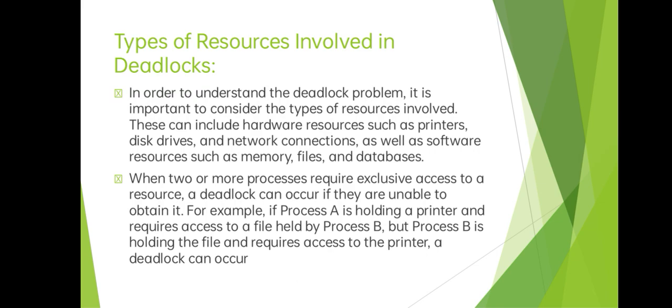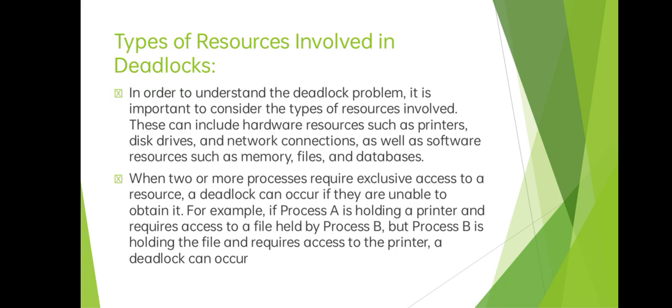In order to understand the deadlock problem, it is important to consider the types of resources involved. These can include hardware resources such as printers, disk drives, and network connections, as well as software resources such as memory, files, and databases. Hardware resources are things like printers, disk drives, network connections. Software resources are memory, files, and databases.